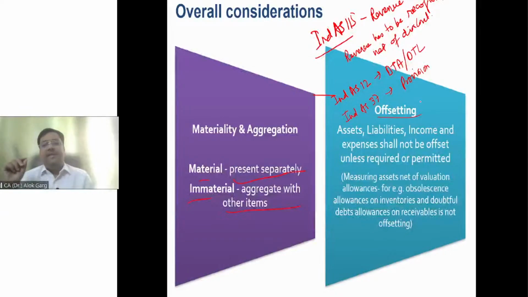Sir, in the balance sheet, we have seen that for the debtors, we are creating provision for doubtful debt. Sir, is it offsetting? No, it is not offsetting. Measuring assets net of valuation allowances, like obsolescence allowance on inventories, doubtful debt allowance on debtors, is not offsetting. We are just creating a provision on those items, right? And that is why we are showing it separately as well: debtors less provision for doubtful debt in the notes to accounts. Is that clear?